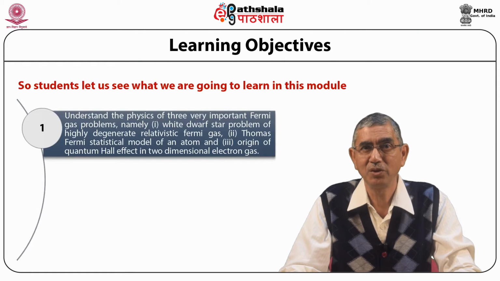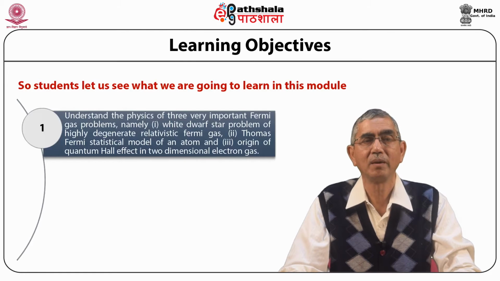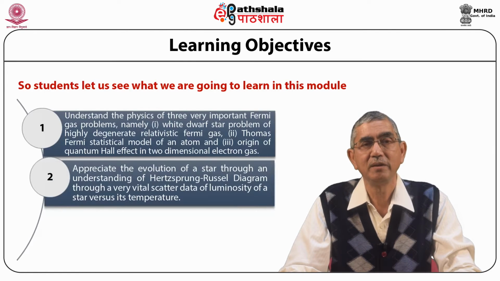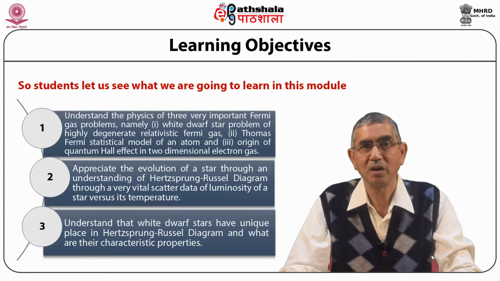We will understand the physics of three very important Fermi gas problems, namely White Dwarf Star problem of highly degenerate relativistic Fermi gas, Thomas Fermi statistical model of an atom, and origin of quantum Hall effect in two-dimensional electron gas. We will also try to appreciate the evolution of a star through an understanding of Hertzsprung-Russell diagram through a very vital scatter data of luminosity of a star versus its temperature. Understand that white dwarf stars have a unique place in the Hertzsprung-Russell diagram and what their characteristic properties are.